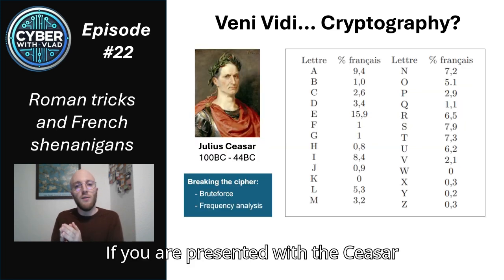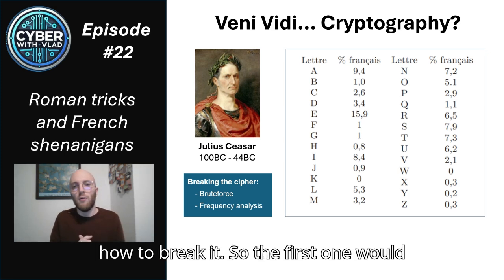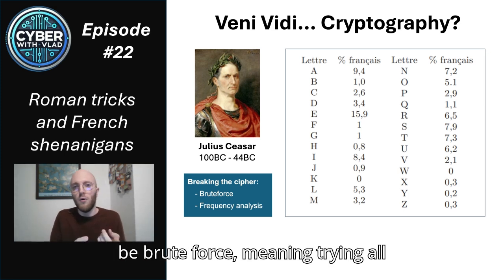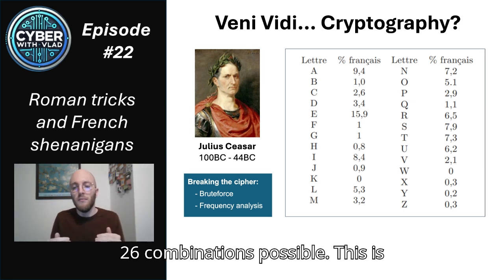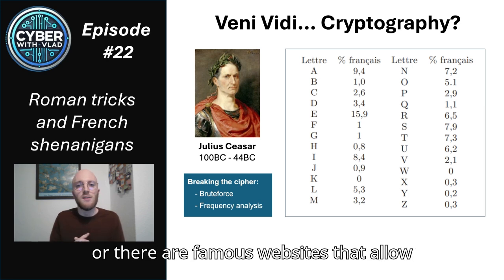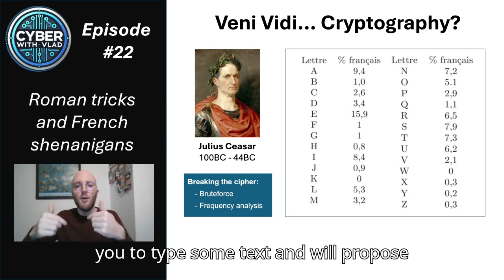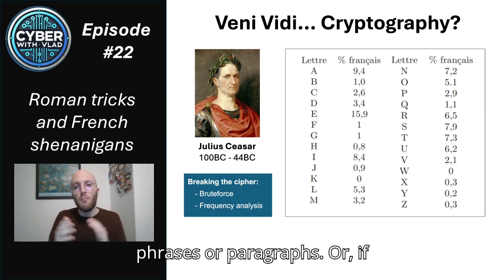If you are presented with the Caesar cipher, there are a couple of ideas on how to break it. The first one would be brute force, meaning trying all 26 possible combinations. This is something that you can still do by hand, or there are famous websites that allow you to type some text and will propose the 26 different phrases or paragraphs.